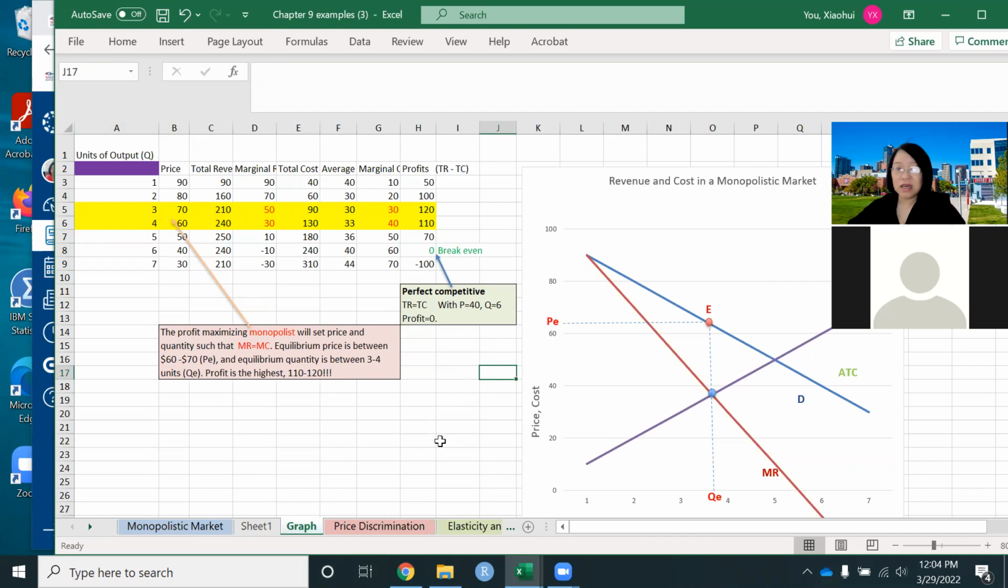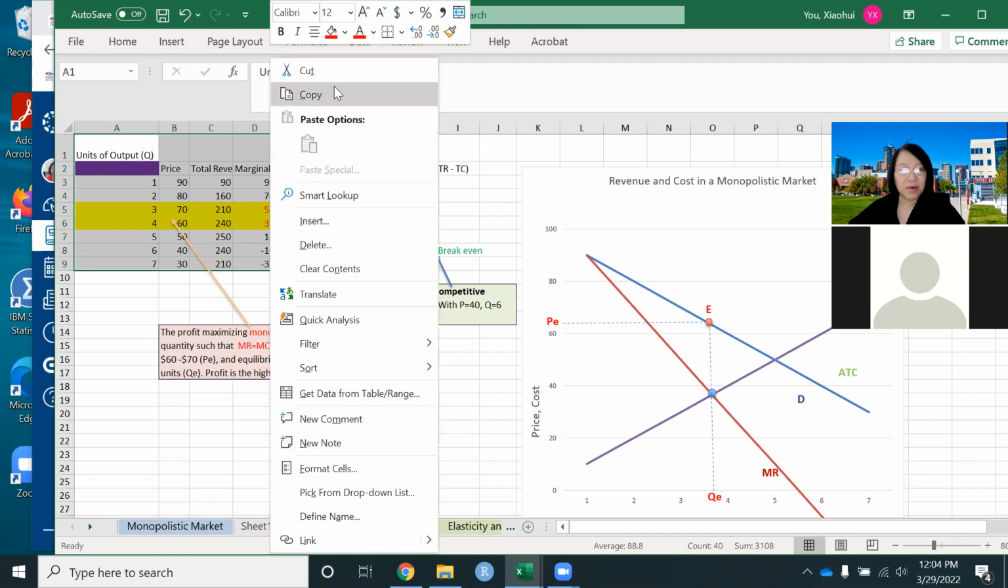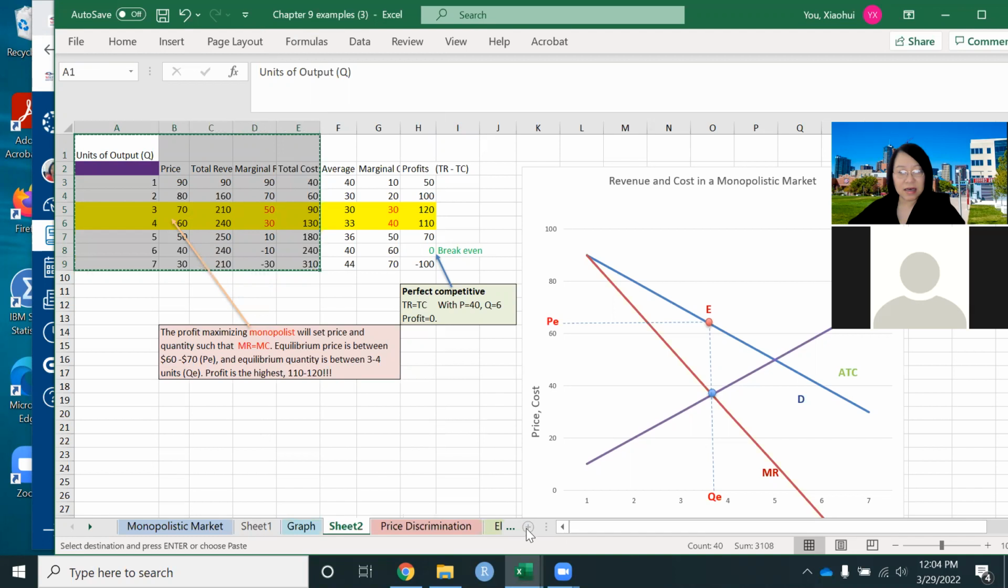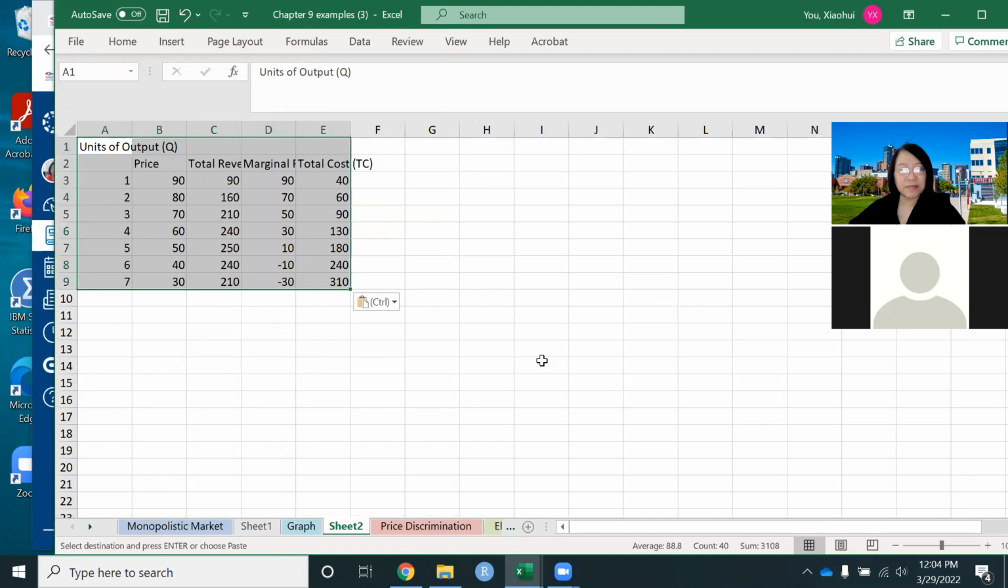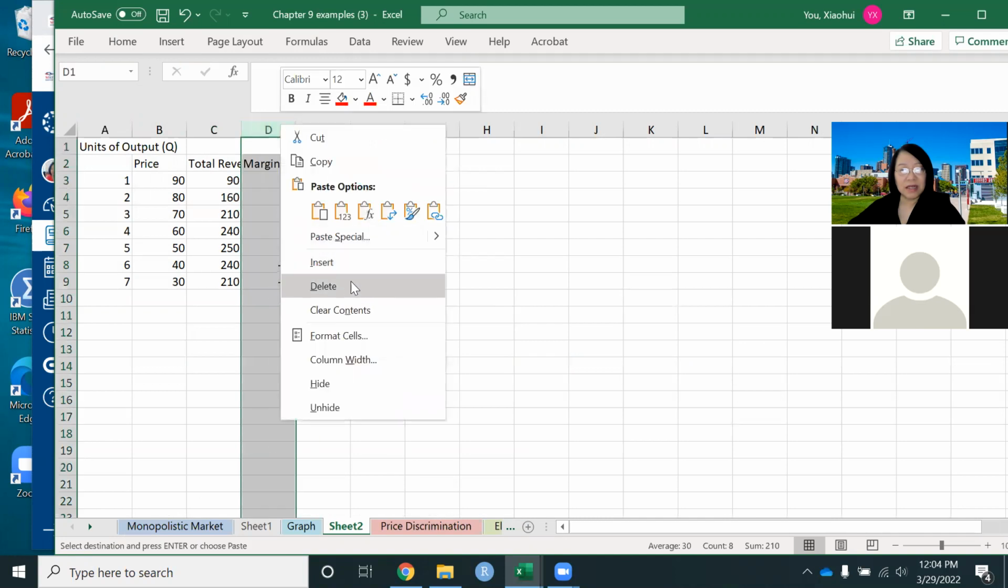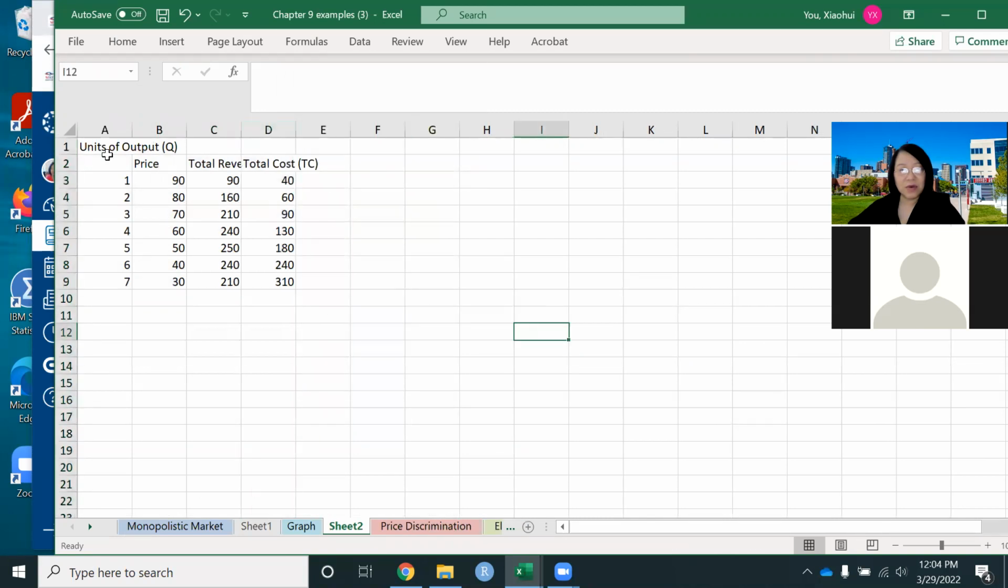In the module 5 assignments, I also ask you to graph the TR and the TC. So we can do it this way. We copy these values to another graph. We need TR and TC, right? So we copy these values, add another spreadsheet and just paste here. Now we don't need the margin, so we delete it. See, we need these 4 values, right?